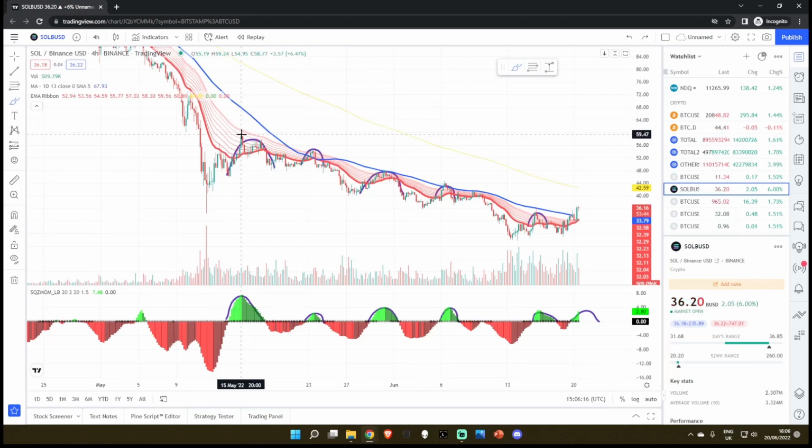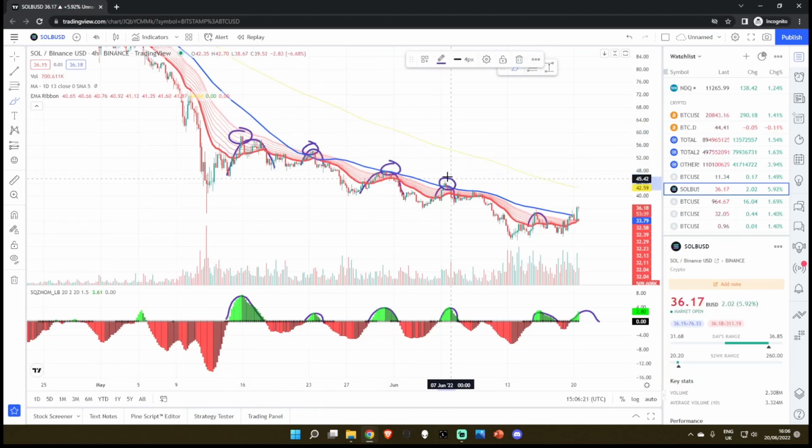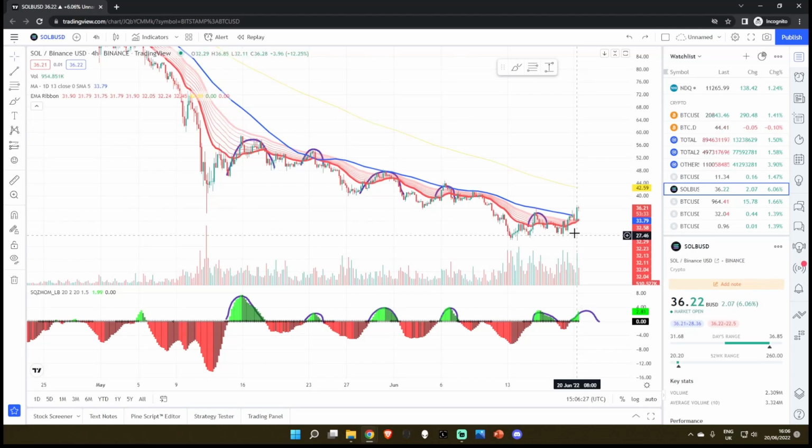Now, what you will notice with the bunny hills is you've got a high, lower high, lower high, lower high, lower high, and at this moment in time we're starting to push up from the previous lower high, which is very, very interesting. So this could potentially be a trend shift.